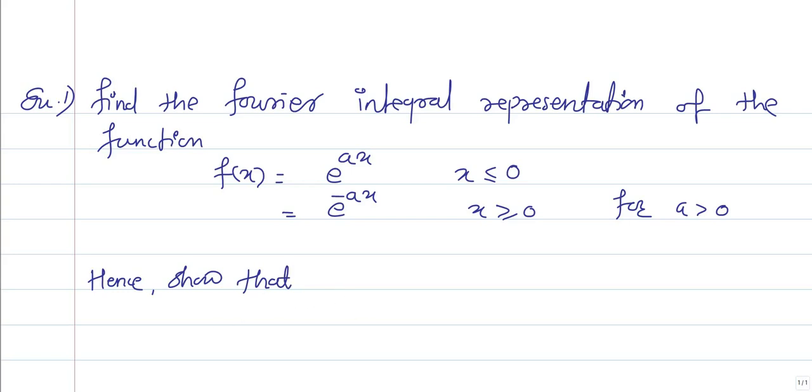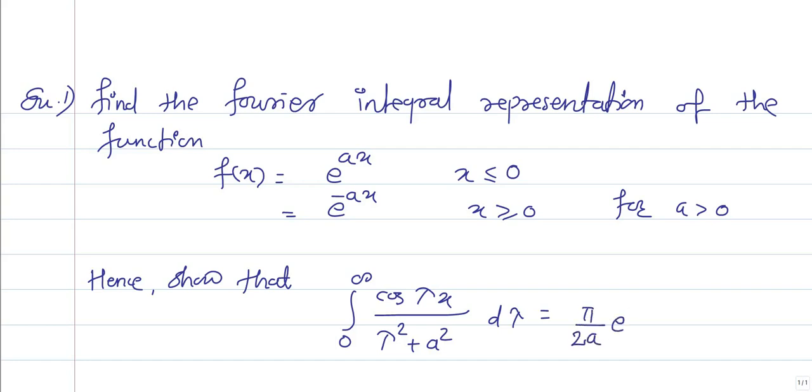the integration from 0 to infinity of cos of lambda x divided by lambda square plus a square d lambda is equal to pi upon 2a e raised to minus ax for x greater than or equal to 0. So first we have to find its Fourier integral representation, and then we have to show that this integral is equal to pi upon 2a e raised to minus ax.